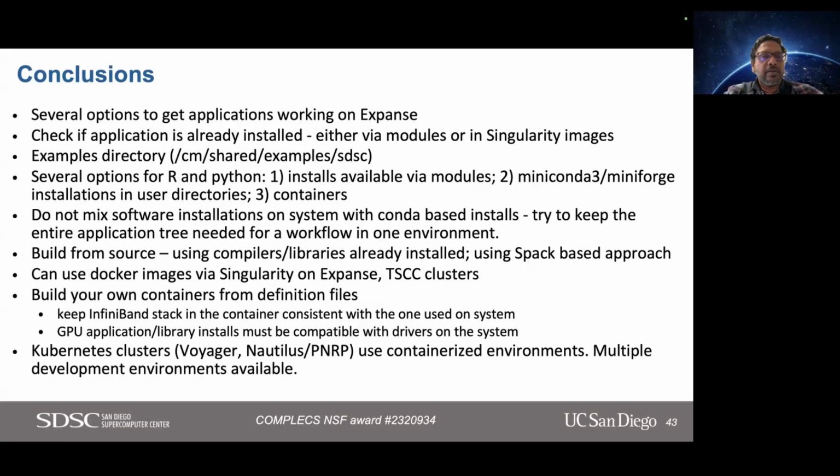We just saw how you can build an application from source using compilers and libraries that we already have installed, or if you go the Spack route and build it from source the way we are building it, and we have our recipes online. And we saw how you can reuse a Docker image via Singularity by just pulling and creating a Singularity image. And last thing is you can build your own containers from definition files.